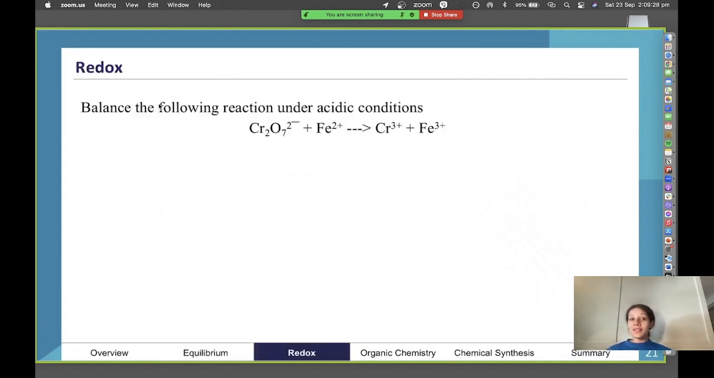Okay, so now I'm going to start looking at some redox questions. Again, anything related to equilibrium, acids, bases, any questions there, please put it into the chat, and we'll be able to respond there, have a bit of a conversation about anything you're stuck on. We're going to have a look at some redox questions now. So have a go at balancing the following reaction under acidic conditions, and then I'll take you through the answers shortly. Have a go at least with the first couple of steps, and then we can step through it together.